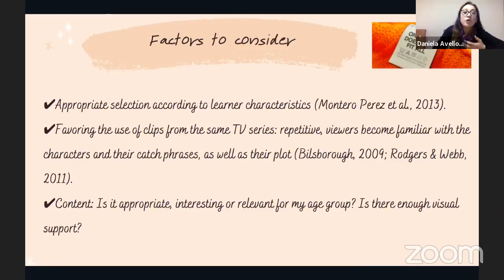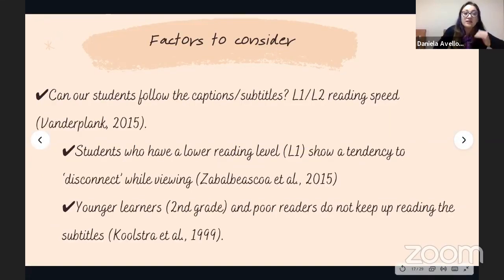And in terms of content, here there is a very important question that we have to ask ourselves. Is it appropriate, interesting, or relevant for my age group? Is there enough visual support? And this is a question that is relevant when working with young learners. Can our students follow the captions or subtitles? And here, L1 and L2 reading speed is crucial.